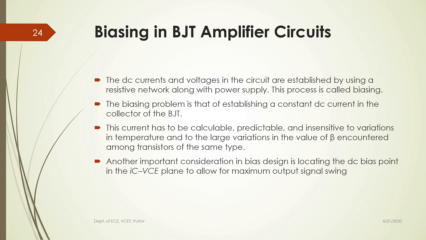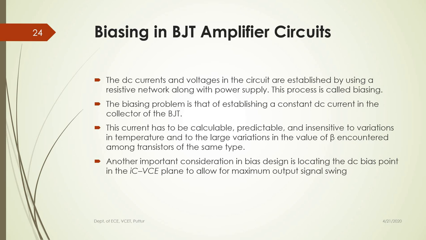Stable output means how stable your circuit is if there is any variation in temperature or other parameters. Variation in temperature affects several critical transistor parameters such as ICO, the reverse saturation current, which also affects the base emitter voltage in the active region, VBE, and the current gain beta. So the definition of biasing is: the DC currents and voltages in the circuit which are established by using a resistor network along with the power supply. This process is known as biasing.